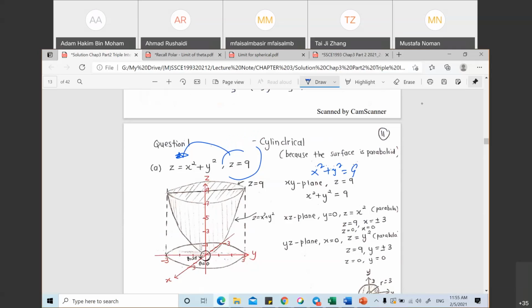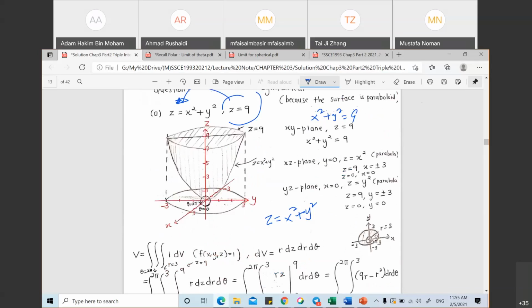Okay. Then I have z equals x squared plus y squared alone. So which means if I find the traces, I will have a parabola. If z is 0, circle, okay. z equals 9 is a circle, okay. But when x is 0, you will get y squared. So this is a parabola. Also, when y equals 0, I have this. So I will have a parabola and a circle inside.